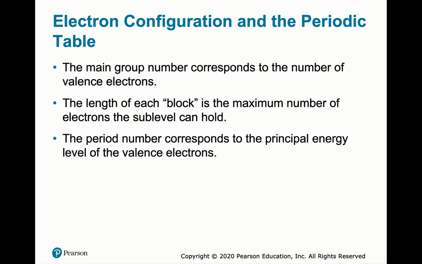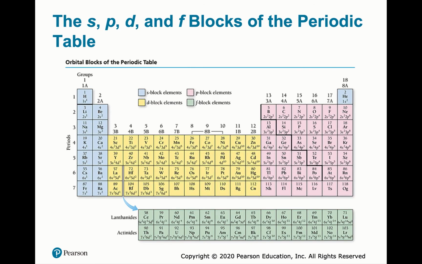And the main group, these are the main groups. The length of the block says how many electrons each sublevel can hold. So the S block on the left can only hold 2, and the P block on the right can hold 6. And the period number comes from the n, and it has to do with the principal energy level of the valence electrons. So moving on, here is the big periodic table.